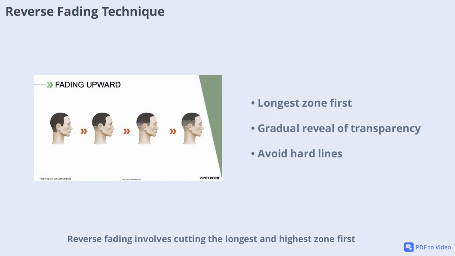Reverse fading involves cutting the longest and highest zone first, then working down to shorter zones. This approach gradually reveals transparency and scalp exposure, avoiding hard lines at any point. While it offers a more subtle transition, it can take longer as exterior areas are cut repeatedly, and clipper blades may become hot by the time they're used directly on skin. Less experienced barbers may struggle to visualize the desired fading result. We'll cover tips for mastering this technique.